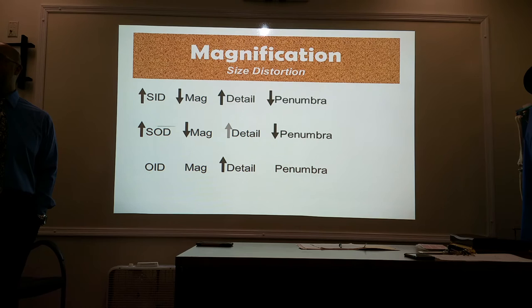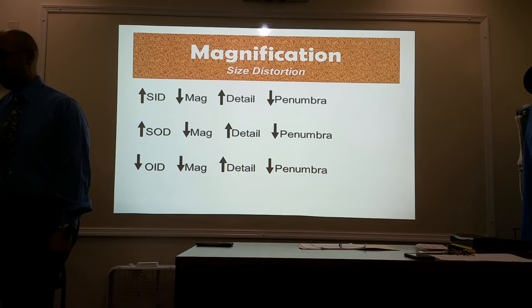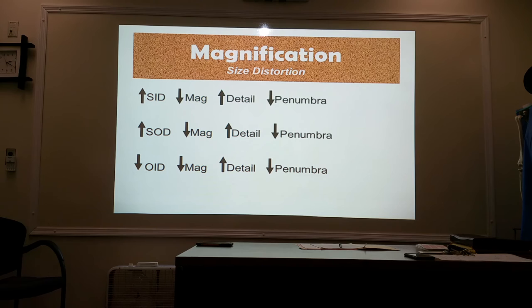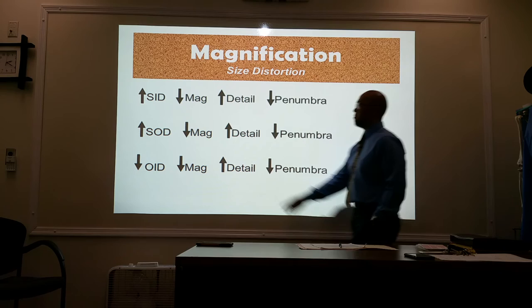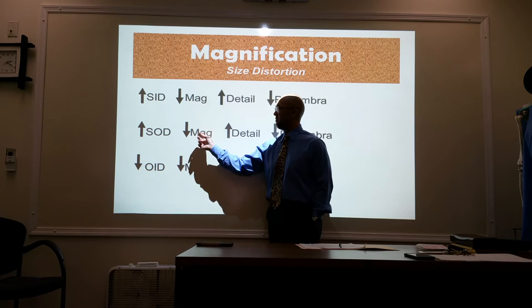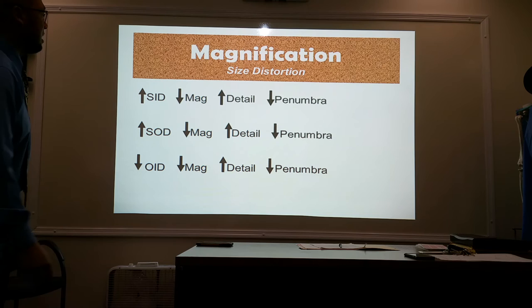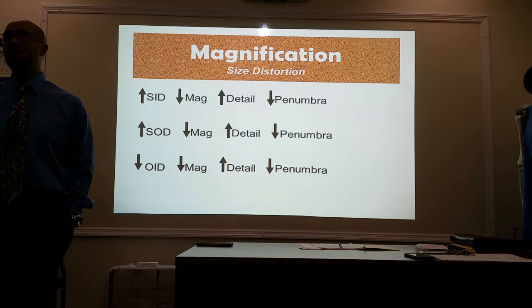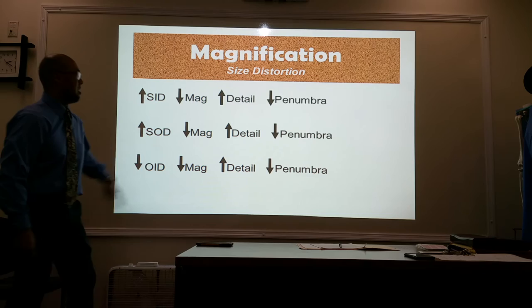So basically what we're talking about here is changes in distance. To minimize magnification, these are all the ways to minimize magnification, trying to get it as true to size as possible. We're trying to decrease magnification. The first way is to increase your source to image distance. When I'm saying source to image, what are the two things we're talking about here? Your X-ray tube from the image receptor.